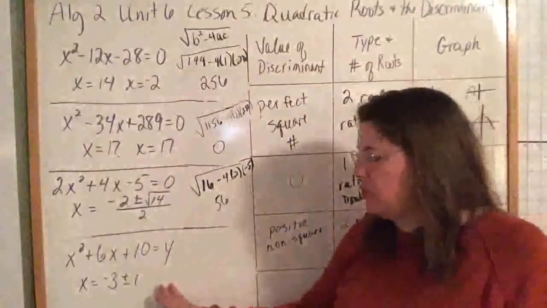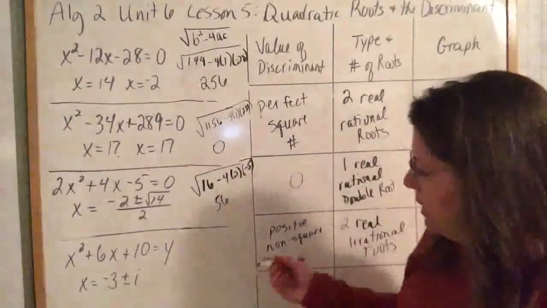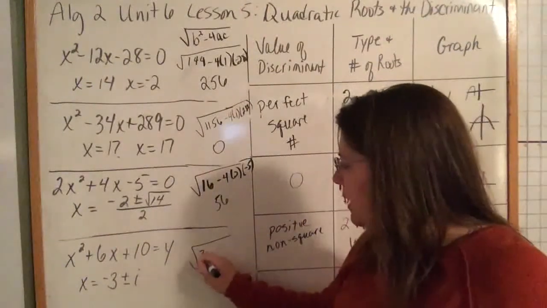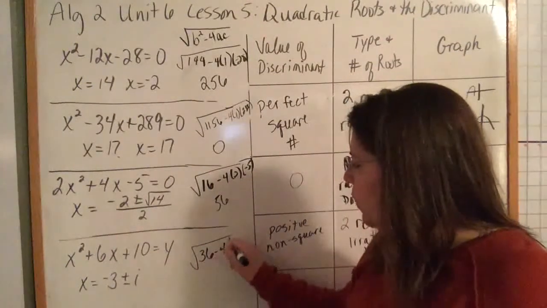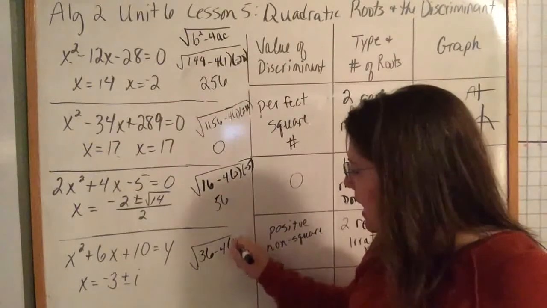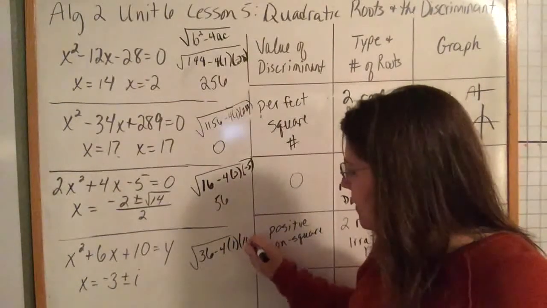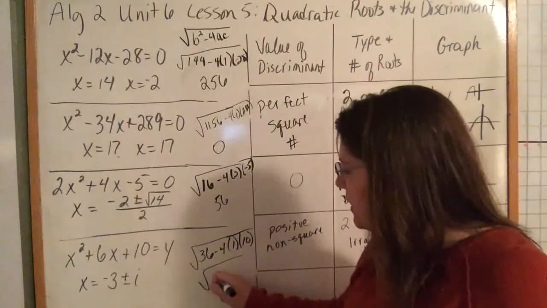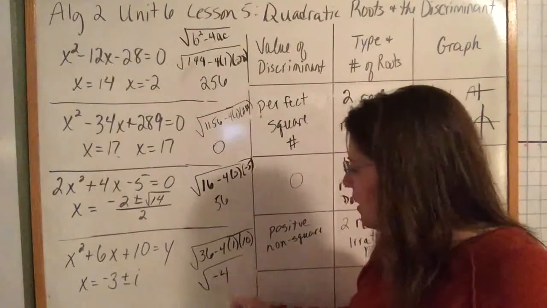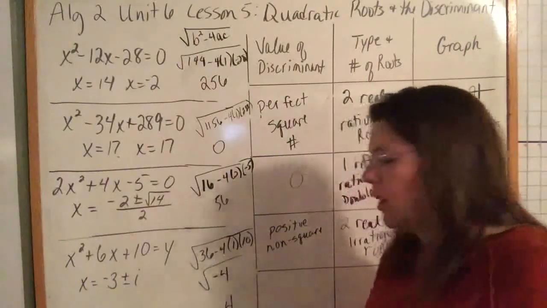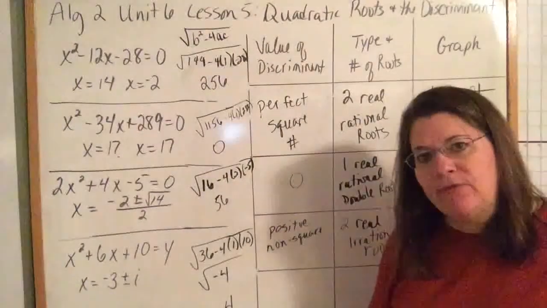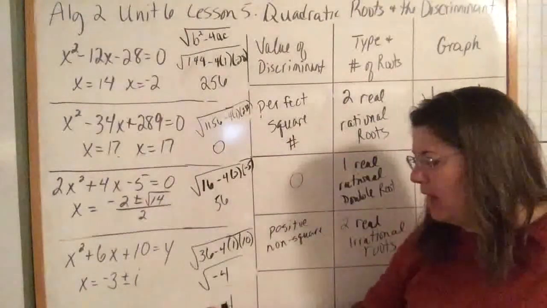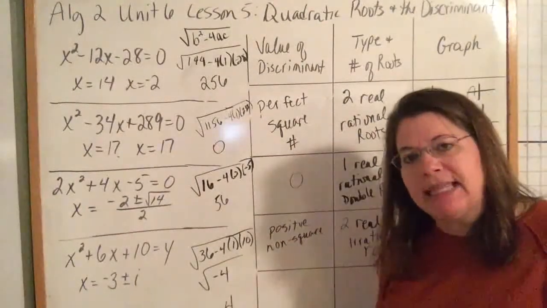And then in the last situation, with this one, if we're looking for the discriminant, b squared is 36 minus 4 times a, which is 1, times c, which is 10. We ended up with 36 minus 40, or a -4 underneath the radical. Now we've talked about having a negative underneath the radical. When we have that, it's an imaginary number.